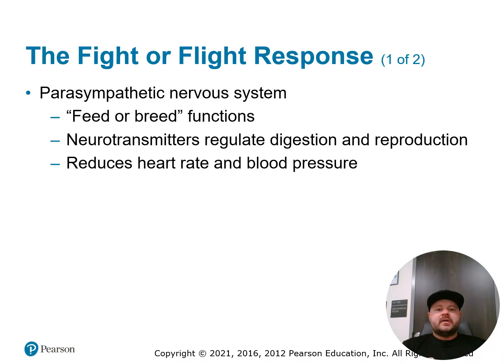So we have our parasympathetic nervous system. A lot of people call this feed or breed, or rest and digest functions. Our neurotransmitters regulate digestion and reproduction. Our heart rate and blood pressure will be reduced. This is our rest and digest, feed and breed, whatever you want to call it. Parasympathetic nervous system.